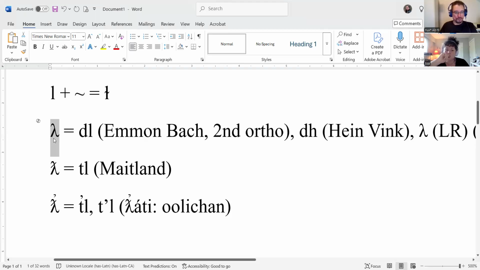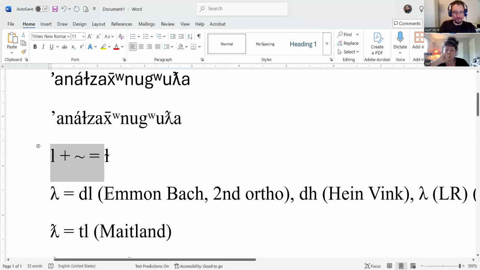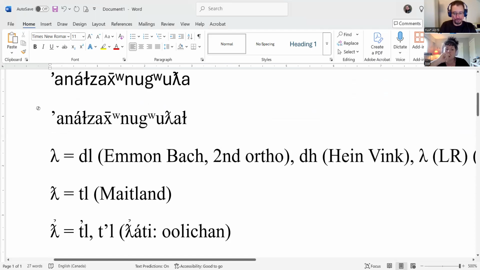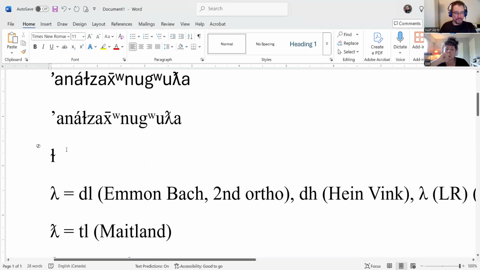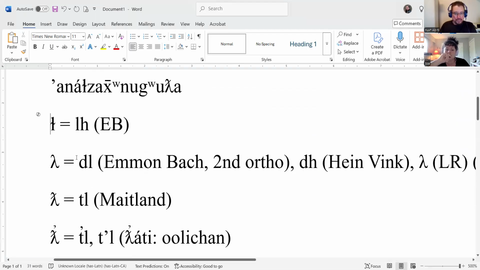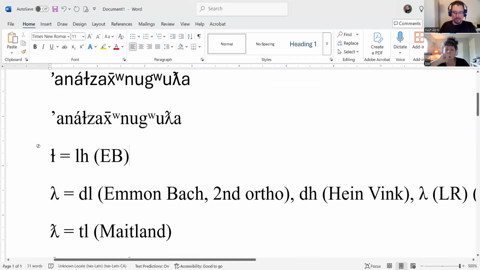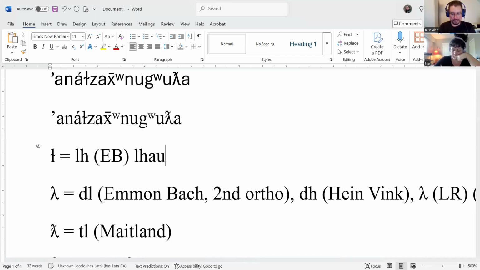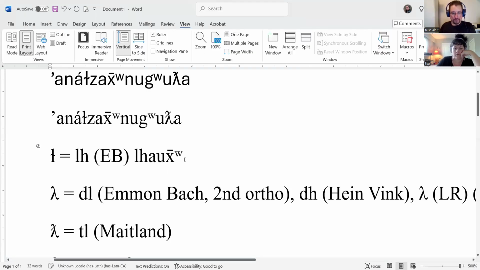So there's basically these four symbols together. So the tilde L, which used to be an LH in Bach's orthography. So just to use an example here, LH can work if it's at the beginning of a word. So something like slow. It can work if it's at the beginning of a word.